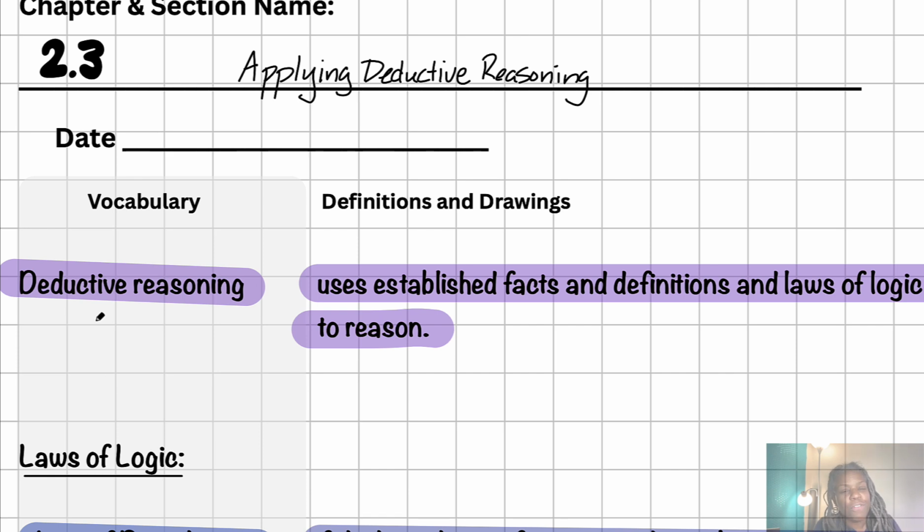It's a little bit different from inductive reasoning. Inductive reasoning is when you don't really have a law, but you're looking for a pattern in the information to kind of create a rule or to at least create a projection or a conjecture about what will happen next.